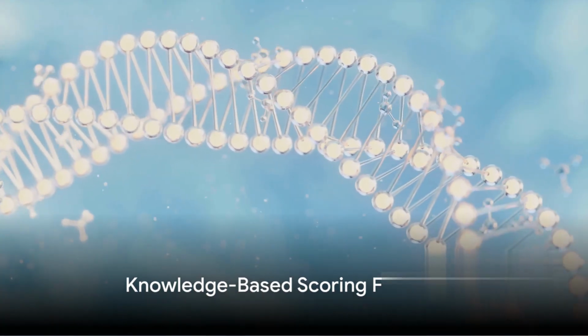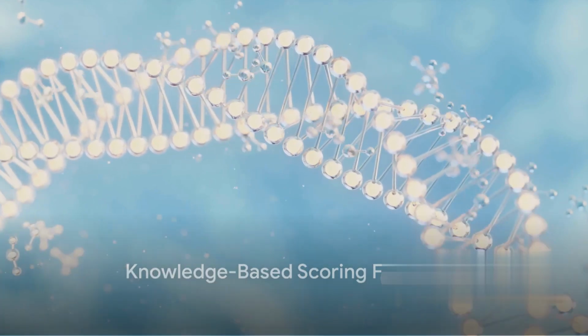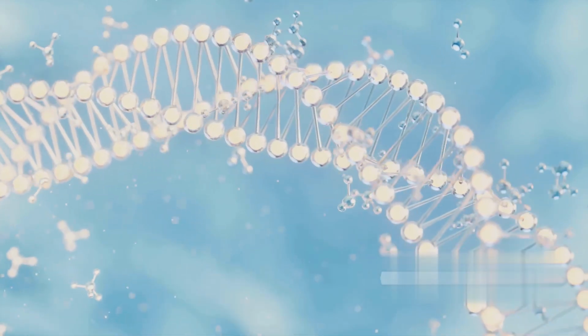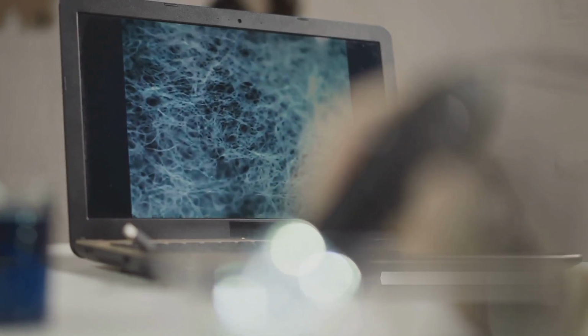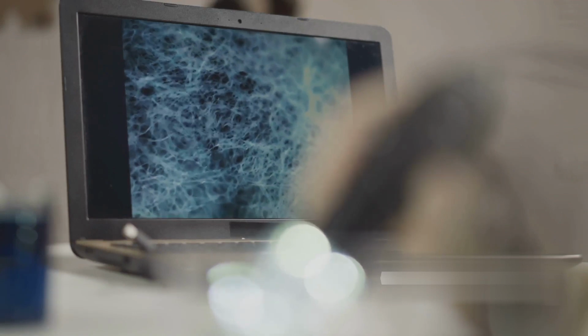Then there are knowledge-based scoring functions. These functions use statistical analyses of known protein-ligand complexes to derive scoring terms. They rely on databases of experimentally determined structures to identify common interaction patterns. Examples include DrugScore and PMF.